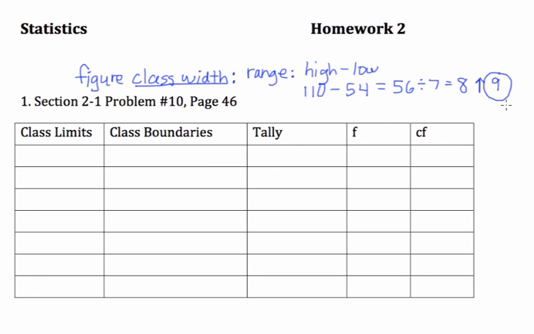So now that we know to use our class width of 9, we need to put in our class limits. Start with your low data value. Now you want a class width of 9. So you take 54 plus 9. 63. That's the start of your next class. And then you just keep adding 9 the whole way down.